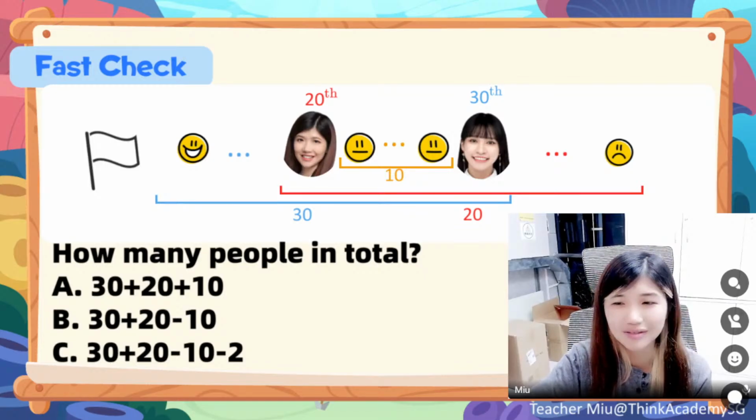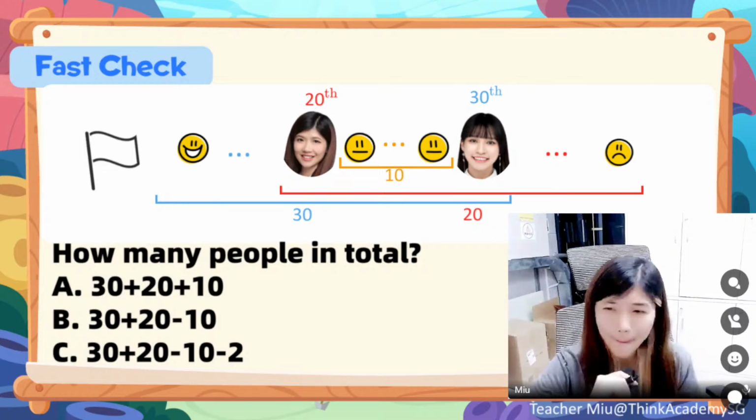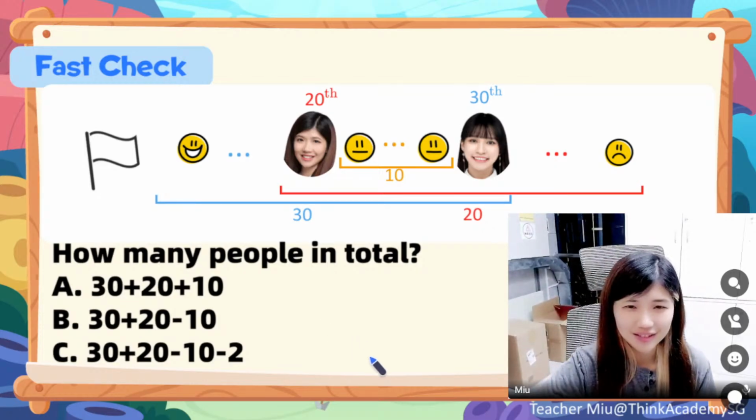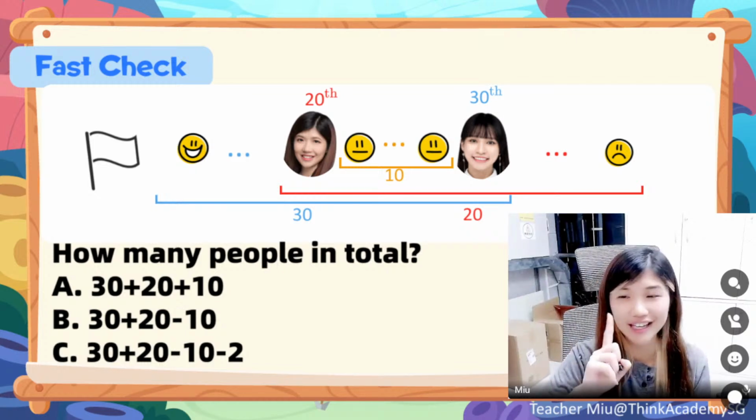Oh no. This one is very difficult. Any idea? Still B? I don't think so. Should I add up all the numbers? So get A. Well done, dear. This one is very tricky.